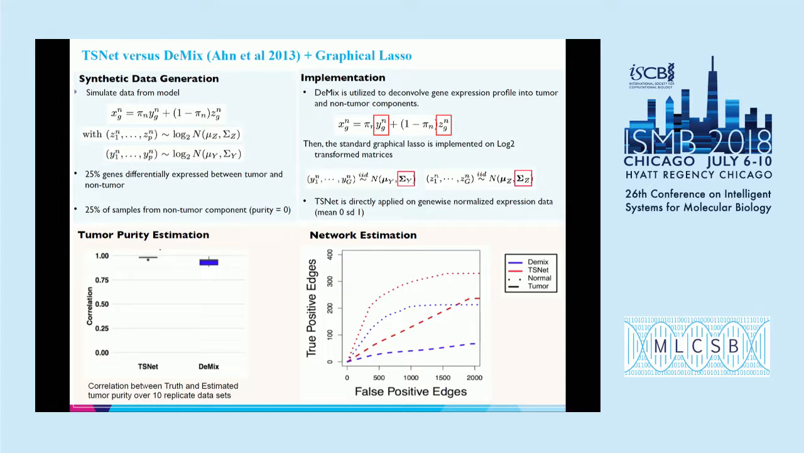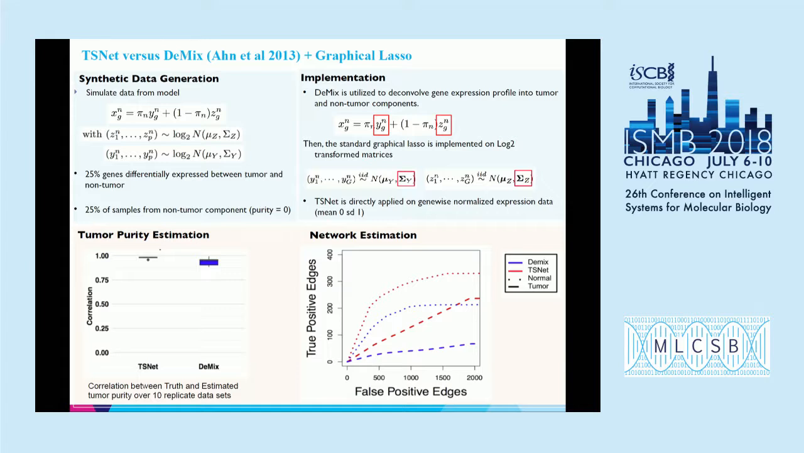This is the performance on just one synthetic data scenario for tumor purity estimation and network estimation. This is the correlation between the true level of purity and the estimated one. As you can see, we get closer to 1. This is, again, the box plot over 10 different replicate data sets.